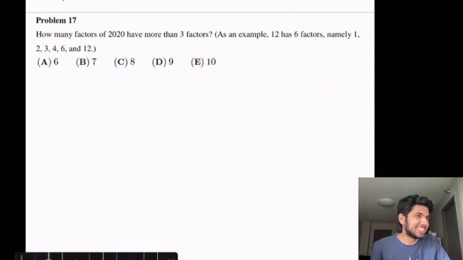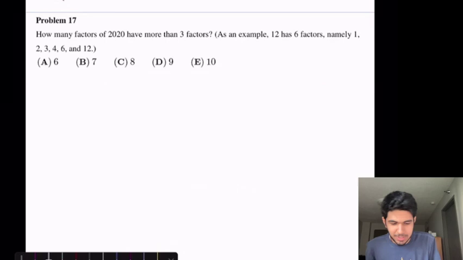On to question 17. How many factors of 2020 have more than 3 factors? So as an example, 12 has 6 factors, namely 1, 2, 3, 4, 6, 12. And is 12 a factor of 2020? Wait, is it? I don't think it is. Okay, I guess that's just telling us that the number 12 has more than 3 factors. So yeah, good to know.